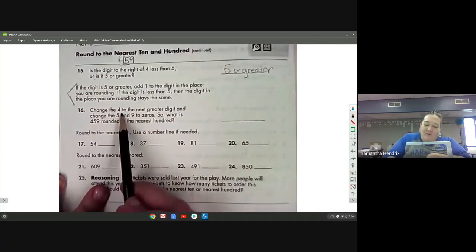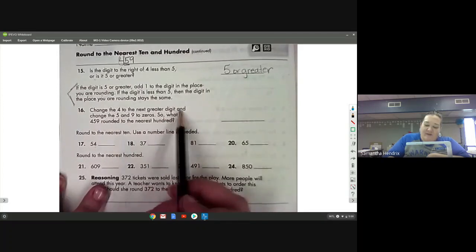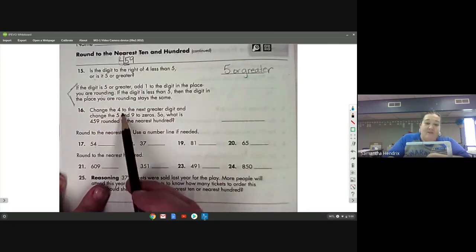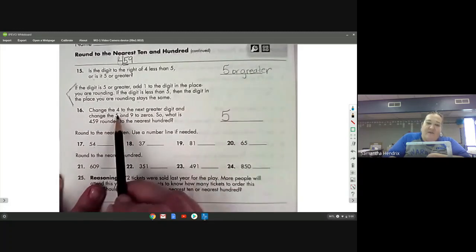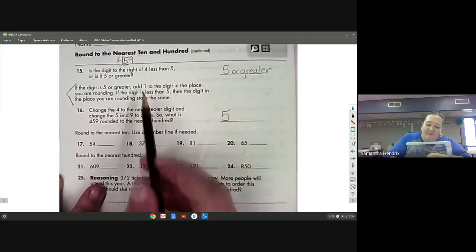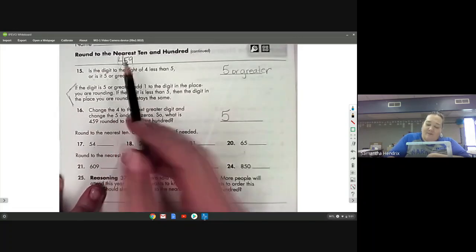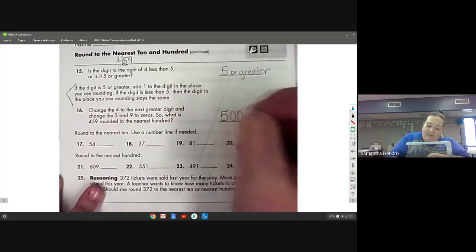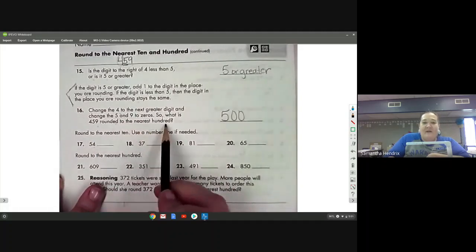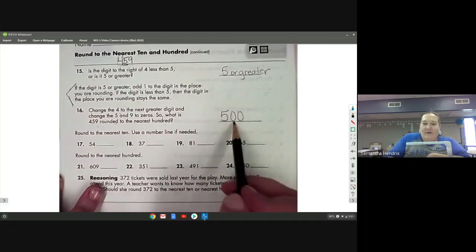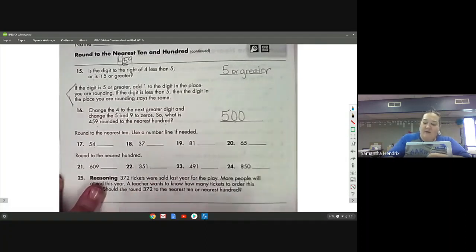So change the 4 to the next greater digit. So what is the next greater digit from 4? Just go up 1. It's a 5. And change the 5 and 9 to zeros. So those are both going to become zeros. So what is 459 rounded to the nearest 100? It's 500.